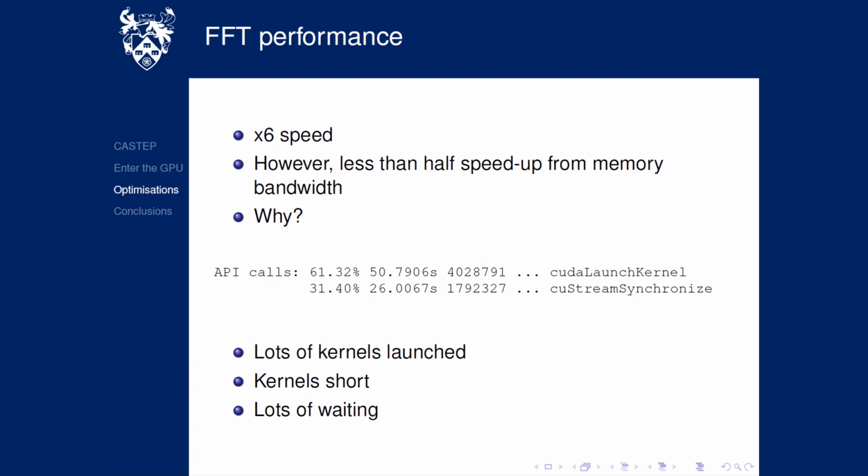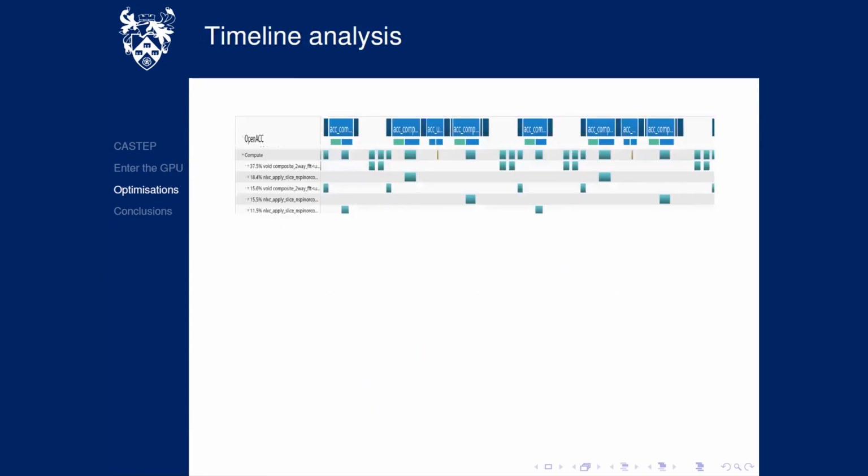And I can illustrate that with a timeline. For the purposes of today, time is going left to right, and the colored areas are where the GPU is doing something, and the blank areas are where it's sitting there not doing anything. So you can see that quite a lot of blank areas, quite a lot of starting and stopping and waiting around.